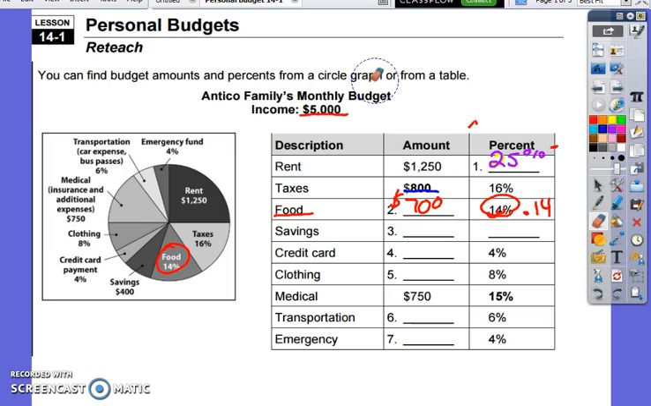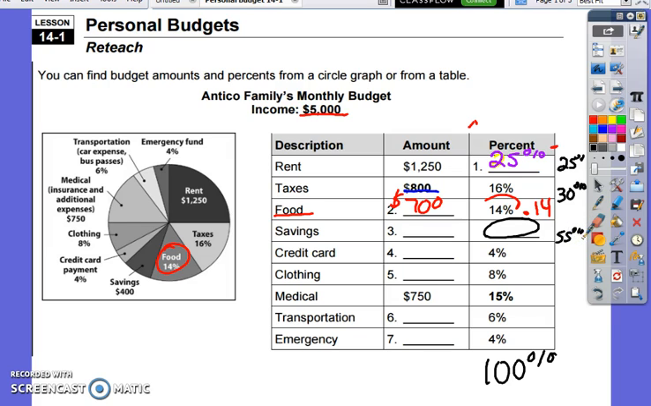Now you'll notice on the savings, they're both blank. So what we're going to need to do is figure out what is the percent that's going to go right here. So all of these percents need to equal 100%. So we can add them up. So we have 16 and 14% is 30%. And so 25% and 30% would give me 55%.